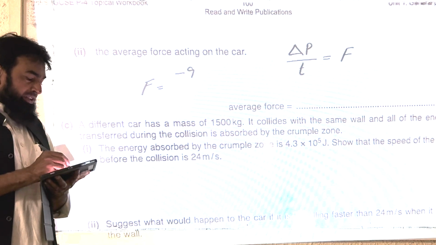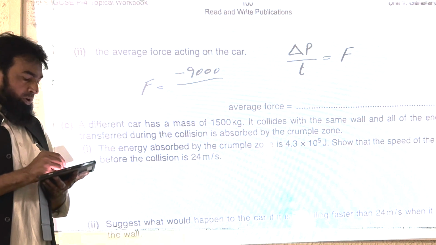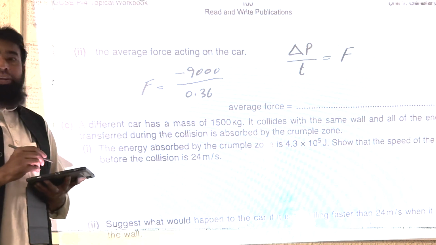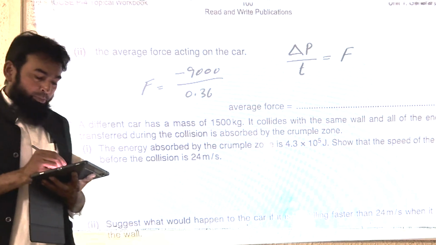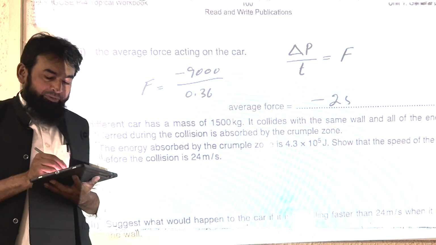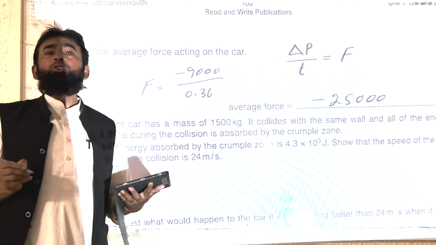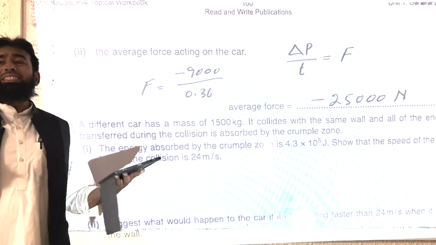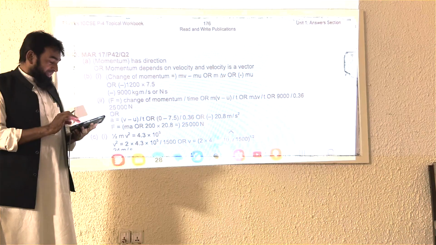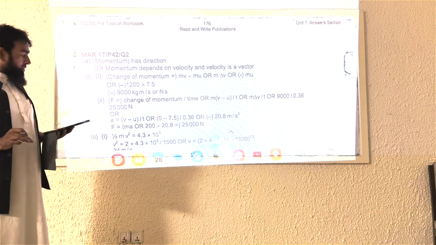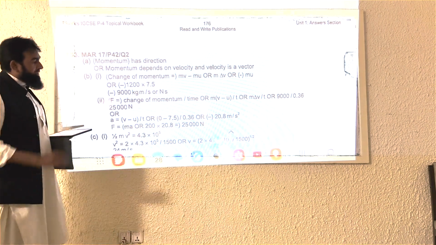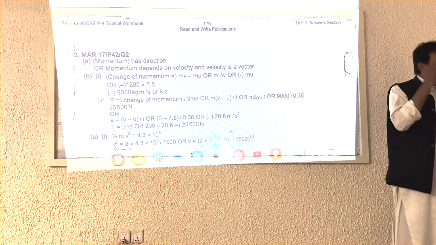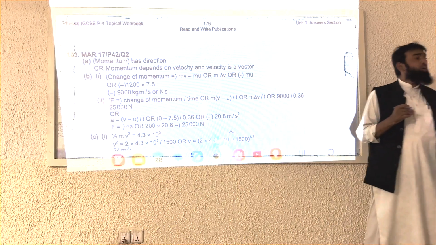So to find out the force, it is minus 9000 divided by 0.36, which is minus 25,000. What should be the unit for force? Newton. Now, what does this negative sign show? Here you can see that it is 25,000 Newton, and the negative sign is because it is the opposite force, a stopping force.